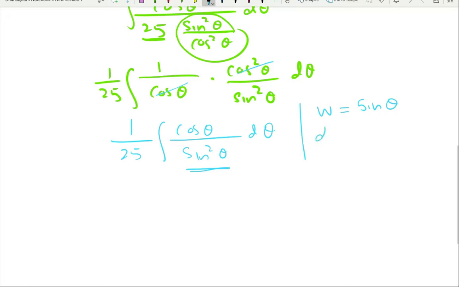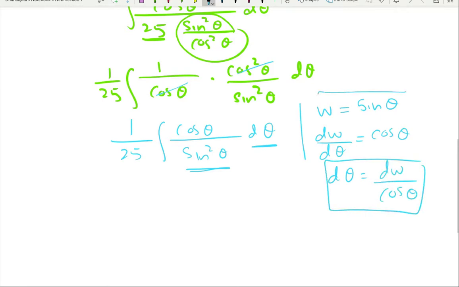So if you do the substitution, you have to take dw over d theta. The derivative of sine theta is cosine theta. So what is d theta? Because we want to replace d theta by dw. So d theta is dw over cosine theta. Do that step carefully. Alright, so let's substitute back.